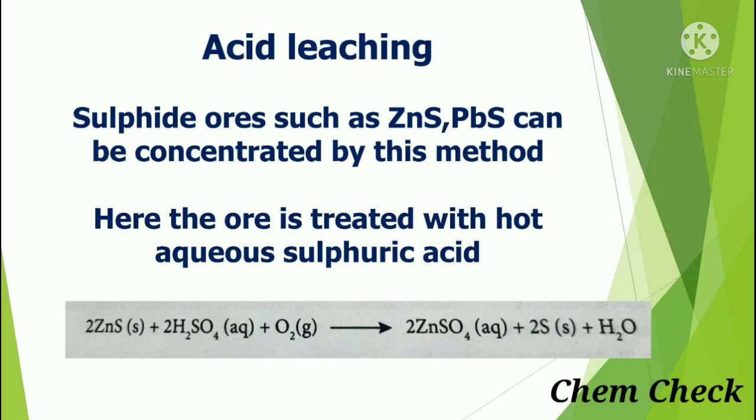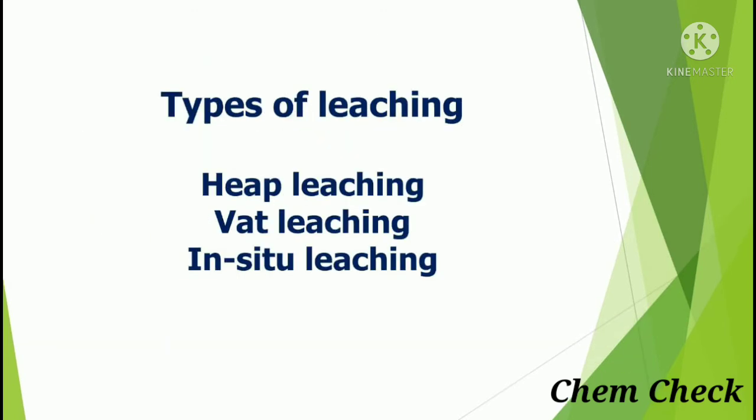Now they say there are many types of leaching available. That is actually not given in our book. Just for your information, different types of leaching are heap leaching, vat leaching, and in situ leaching. You might learn regarding these types in your higher classes. Just for information, heap leaching, vat leaching and in situ leaching are the different types of leaching.